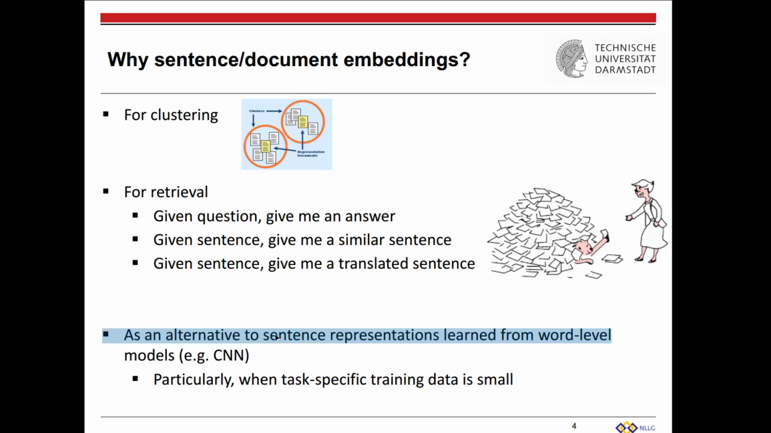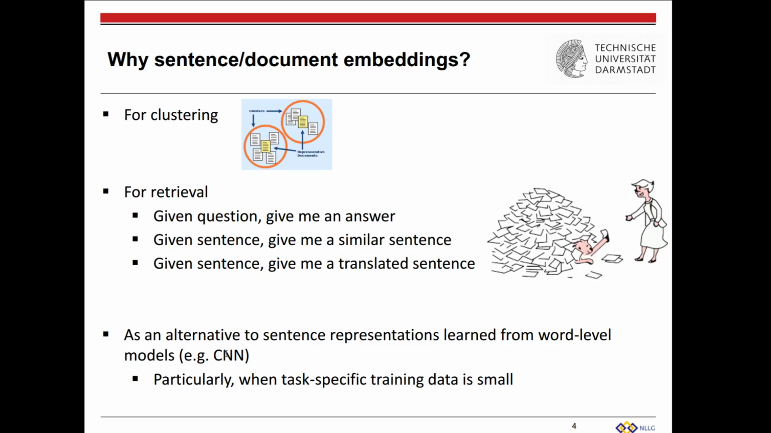Of course, as an alternative, we could also use word-based models like the ones that you've already very briefly seen in the introductory lecture, where we talked about convolutional neural networks, CNNs, or also recurrent neural networks. These models, like CNNs, also induce sentence representations. They start out from words, and then they go up to the level where they build a representation for the whole sentence, and RNNs do the same. And then from this representation, they do a classification.